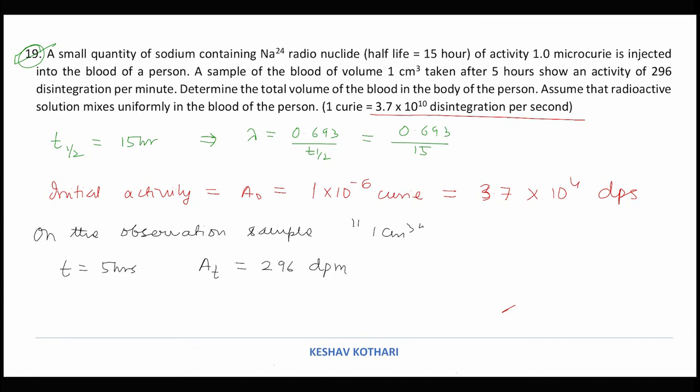So if we use the formulation A_T is equal to A0 e to the power minus lambda t, we can calculate the initial activity of 1 centimeter cube sample. So over here we are solving for A0. We say that A_T is equal to 296, which is equal to A0 e to the power minus 0.693 by 15, and since the time is in hour, we are putting 5 also in hour.